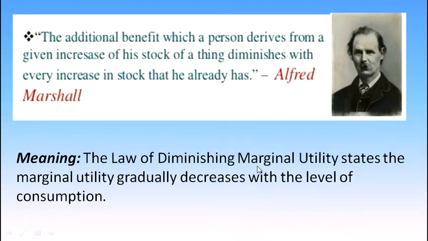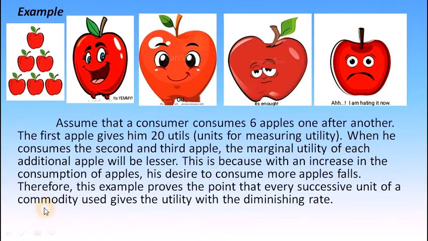Here I have also written: the law of diminishing marginal utility states that marginal utility gradually decreases with the level of consumption. So as you keep on consuming more and more, the marginal utility will keep on falling. The same thing I have explained with the help of an example.